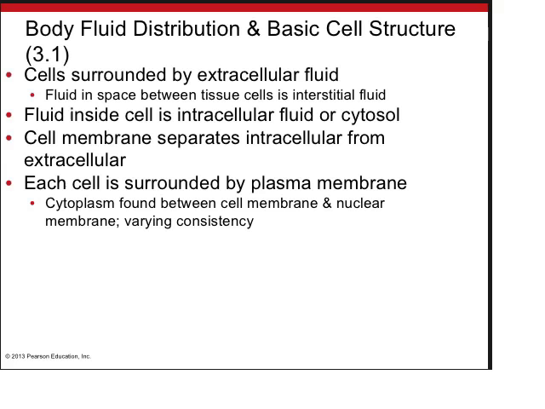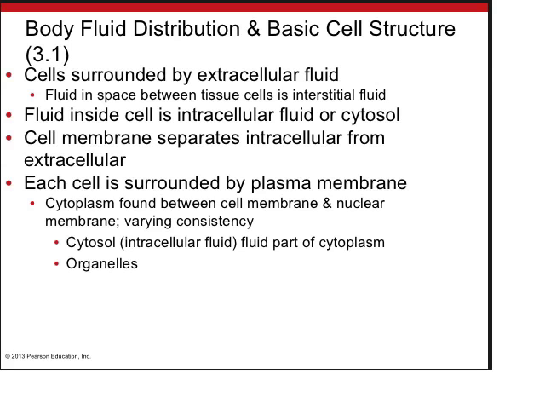The cytoplasm is found between the cell membrane and the nuclear membrane, and it has a varying consistency. Sometimes it's rather fluid, in which case we call it cytosol. There are organelles within this fluid that do different jobs for the cell. They're like little rooms in a factory that are designed to perform a particular process.